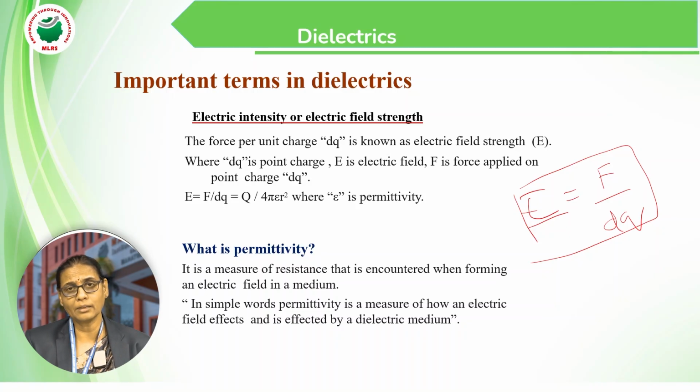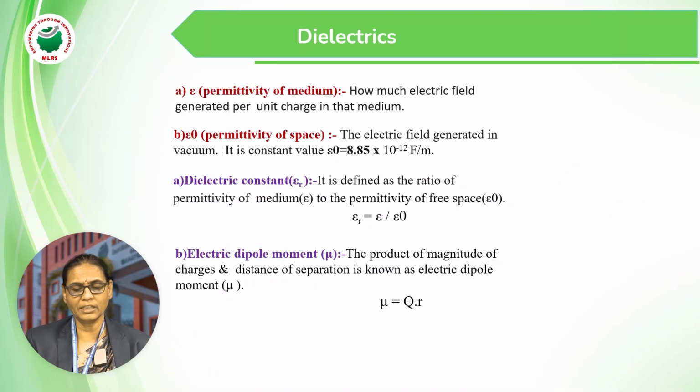Now, we have taken the atom, and you are applying an electric field. Once you apply an electric field on an atom, the electrons start their motion. That means the movement of charge carriers is taking place. So, how much resistance is possessed by the electrons inside the medium, that is called permittivity. Or in simple words, permittivity is a measure of how much an electric field is affected by the dielectric medium.